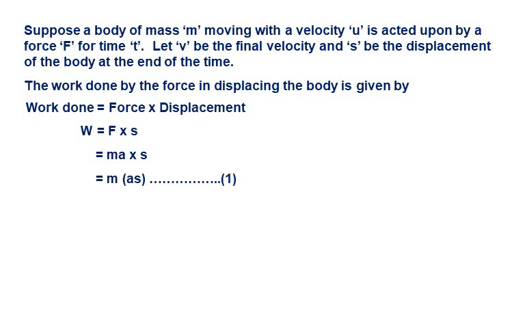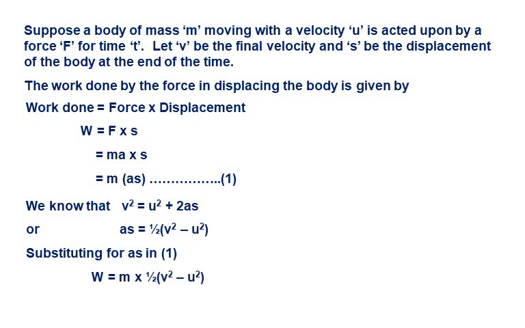Suppose a body of mass m moving with velocity u is acted upon by a force F for time t, and let v be the final velocity and s be the displacement at the end of this time interval. Then the work done will be equal to force into displacement, and by putting the value of force, that means mass into acceleration. And you know that by the third equation of motion, v square is equal to u square plus 2as. By calculating the value of as from this and putting in equation 1, you get work done equals mass into half of v square minus u square.